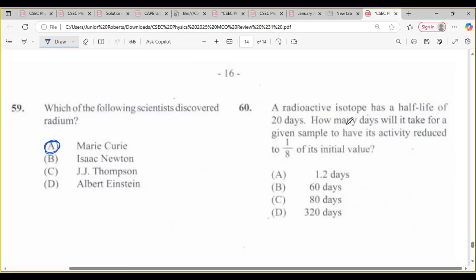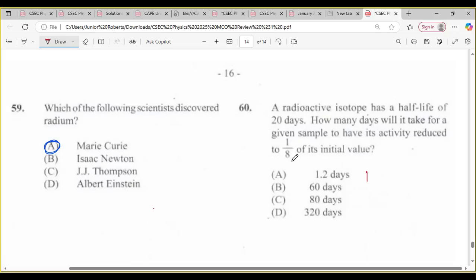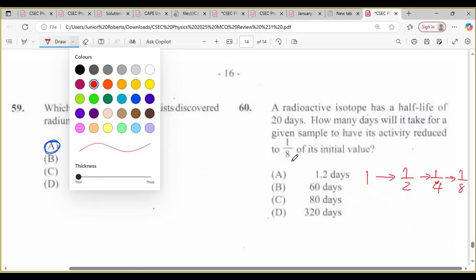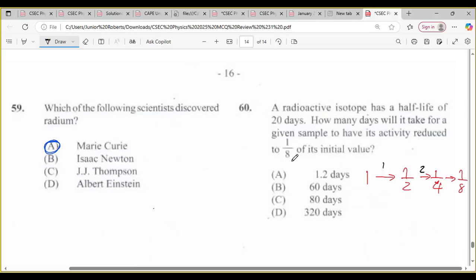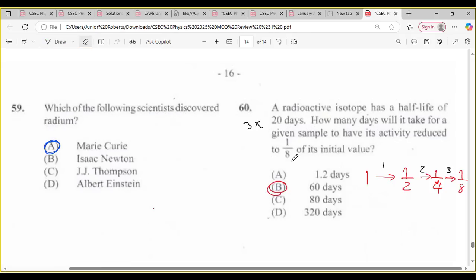Now 60 says that a radioactive isotope has a half-life of 20 days. How many days will it take for a given sample to have its activity reduced to 1/8? Alright, so we can show this. If we start with 1, after 1 half-life it's going to go down by a half, then a quarter, then it's going to go down to 1/8. So we're going to have a total of 1, 2, 3 half-life periods. Each half-life is 20 days, so 3 times 20 gives us 60. So our correct answer is B, which is 60 days.